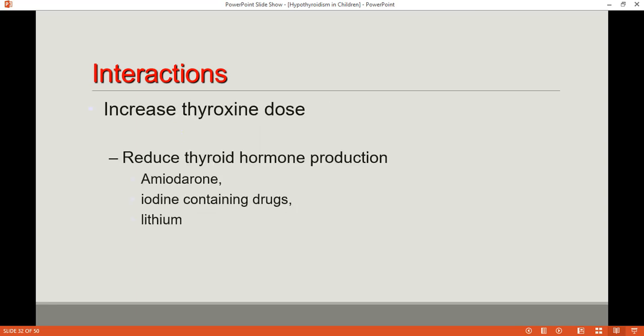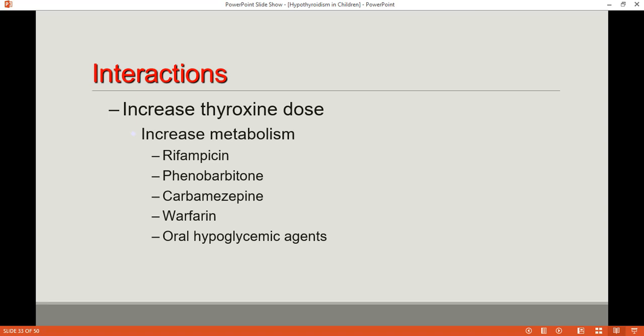The other condition in which the dose should be increased is reduced thyroid hormone production, like with the drugs amiodarone, iodine-containing drugs, and lithium. Increase the thyroxine dose in case of increased metabolism, like with anti-tuberculosis drugs such as rifampicin, phenobarbital, an anticonvulsant drug, carbamazepine, an anticonvulsant drug, and warfarin, an anticoagulant drug, and the oral hypoglycemic agents. These drugs increase the metabolism, so the dose should be increased.